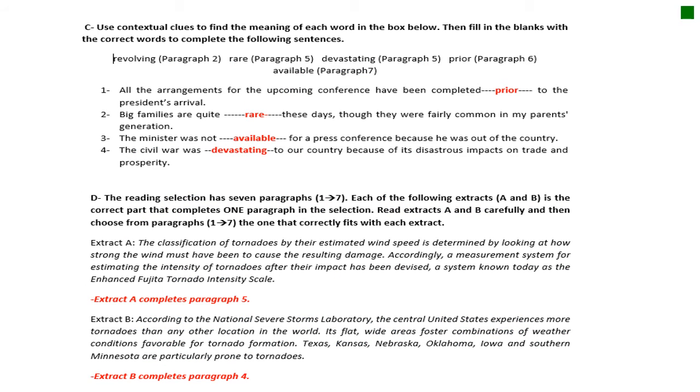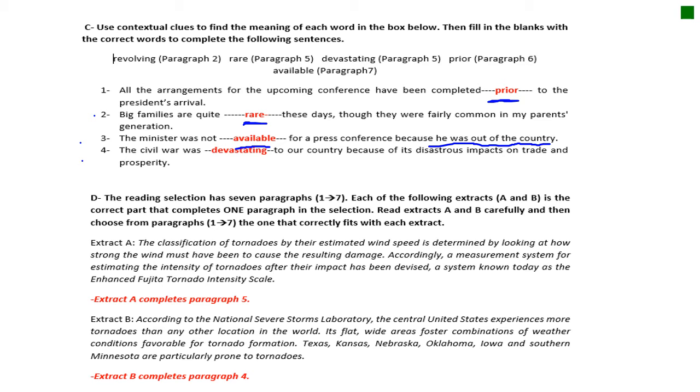Moving on, the vocab was pretty easy. Most of you would probably know them without having to go to the text, but please do go to the text. Number 1, all arrangements for the upcoming conference have been completed prior to the president's arrival. Prior means before. When you see PR or PRE, it means before. Number 2, big families are quite rare. Okay, they're not common, they're rare these days. Number 3, the minister was not available for the press conference because he was out of the country. If you're not there, you're not available.